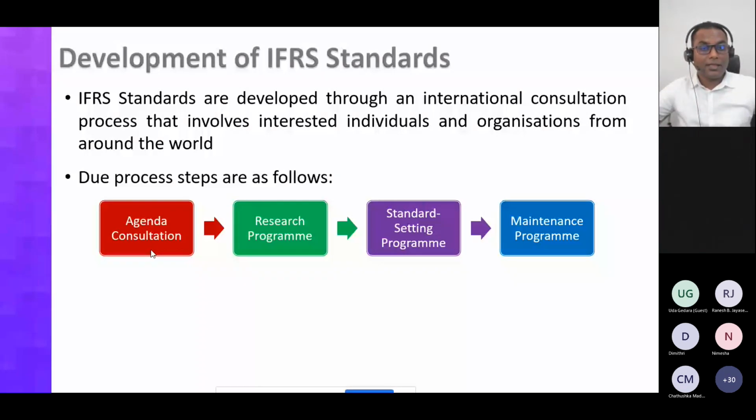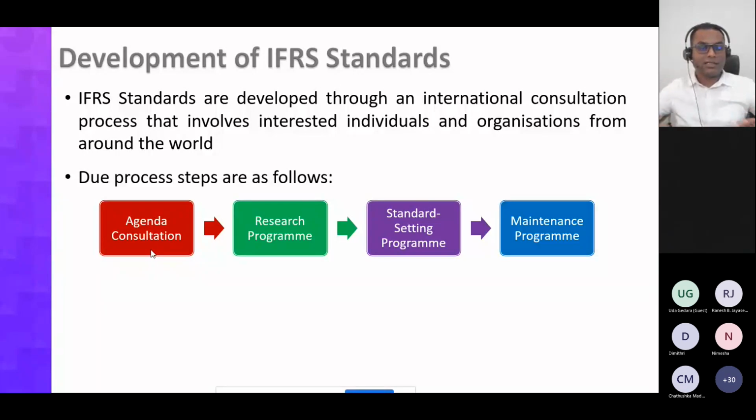Then thereafter, you go to the research program. That means after finalizing the agenda, the project work plan, you carry out some research activity. Let's say you identify there are 3 areas that you need to focus on, right? Then you do some research work on these areas. Thereafter you look at which areas we need to improve.